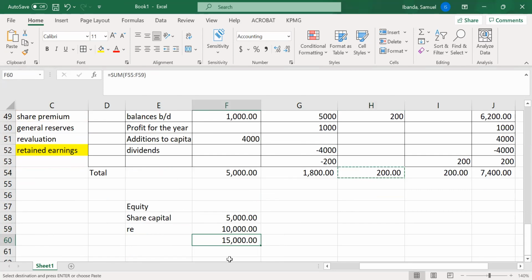So that is what happens. I don't know if that is the clarification you needed on the statement of changes in equity. Macklin, is that helpful? Yes, it is. Thanks so much. Okay, welcome.